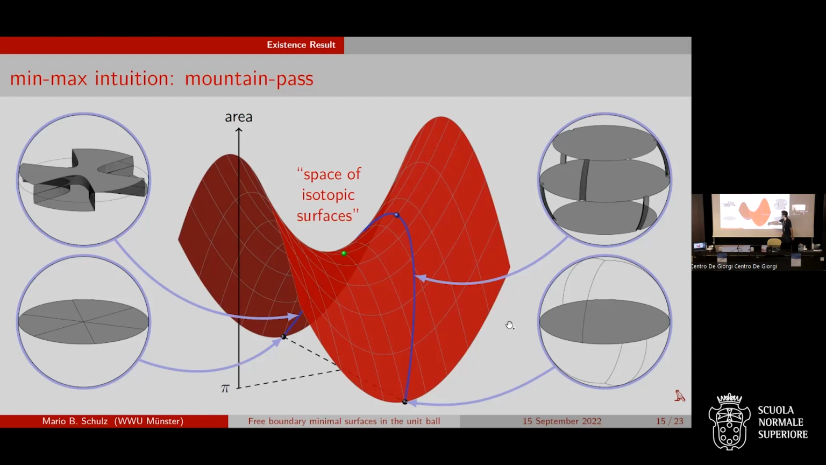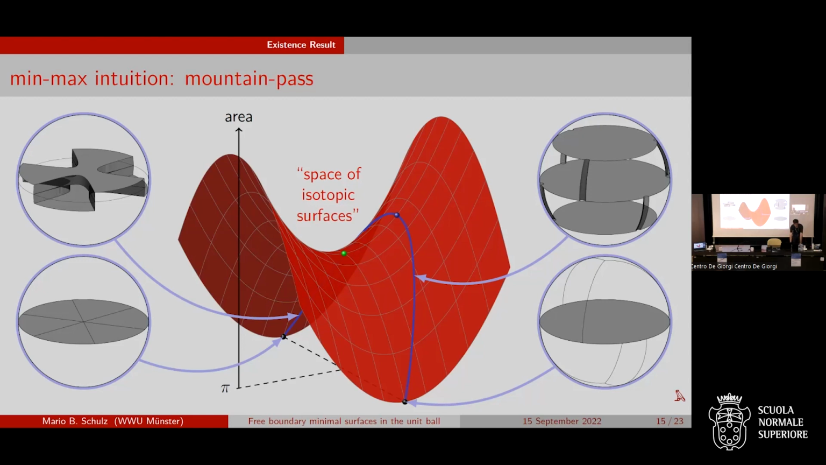So each point along this blue line is a surface, a slice along the sweep out. So maybe this one corresponds to that point, and so on. And since we start and end from the flat disk, eventually one of these slices will have maximal area. It's maybe this one, right? But unfortunately, it's not the critical point we look for.